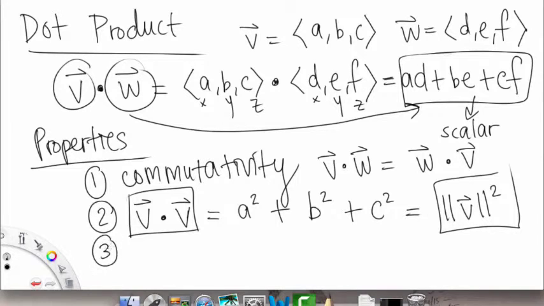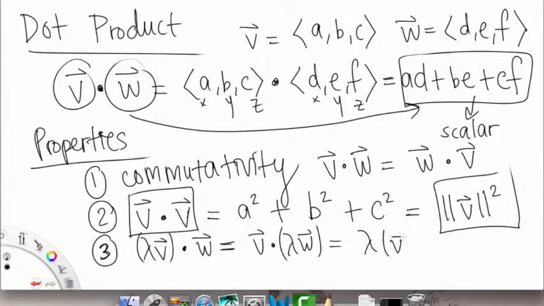And actually, I lied, we have four properties. The third one involves scalar multiplication. If you stick a lambda in there with v and you dot it with w, this lambda is just a scalar, some number that you're multiplying times v. The third property says that you can move this lambda anywhere and you'll get the same answer. We can move it right in front of the w, or you can move it out entirely and do v dot w first, and then multiply by the scalar. Any one of these are equal to each other.